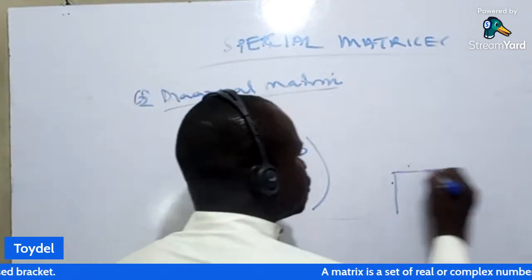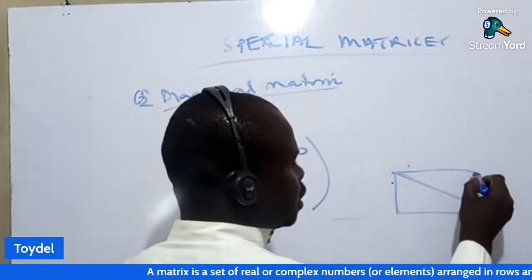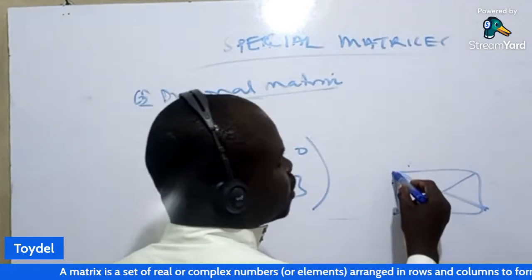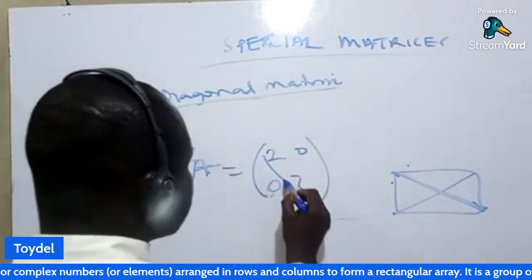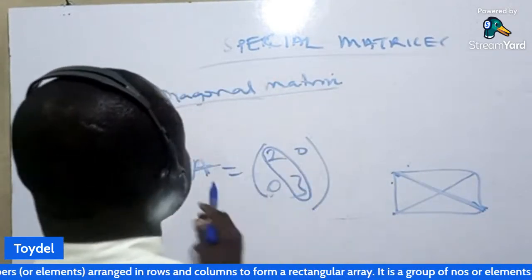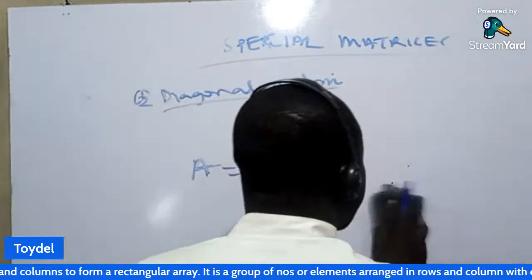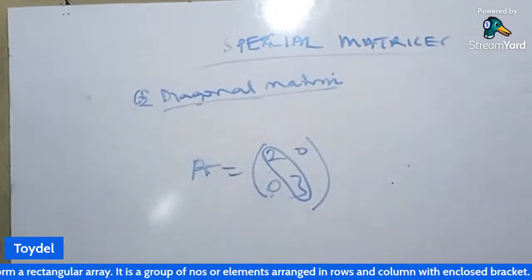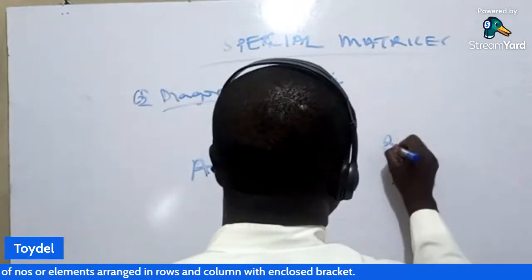Of course, when you have a rectangle, we talk about diagonal. This is the diagonal of a rectangle. There's another diagonal. But the first one from the left to right is called the leading diagonal. So in this case, what we have here is the leading diagonal. So a diagonal matrix is a square matrix that has all the entries along the leading diagonal to be non-zero. But every other entry will be 0.